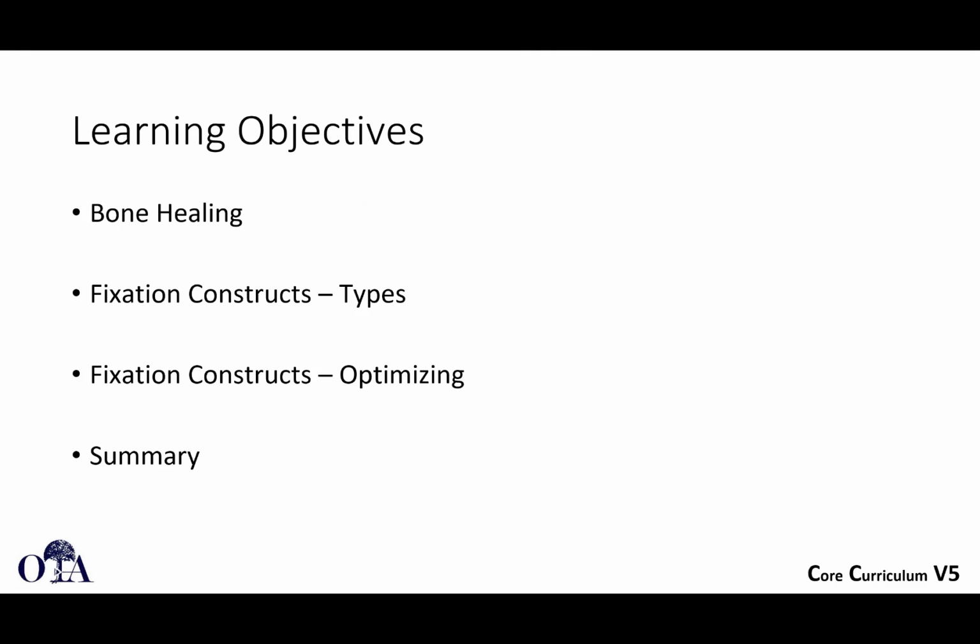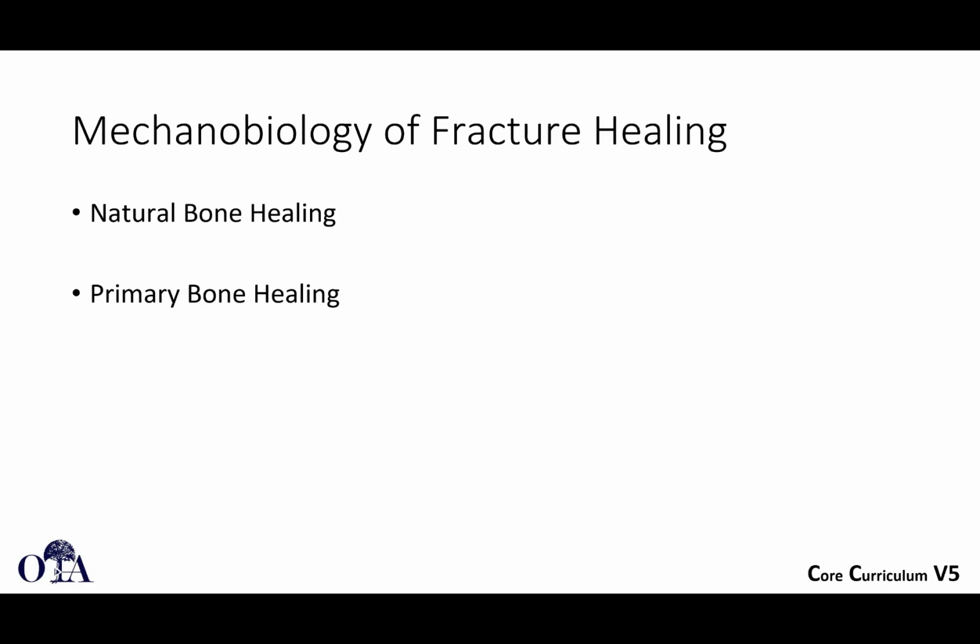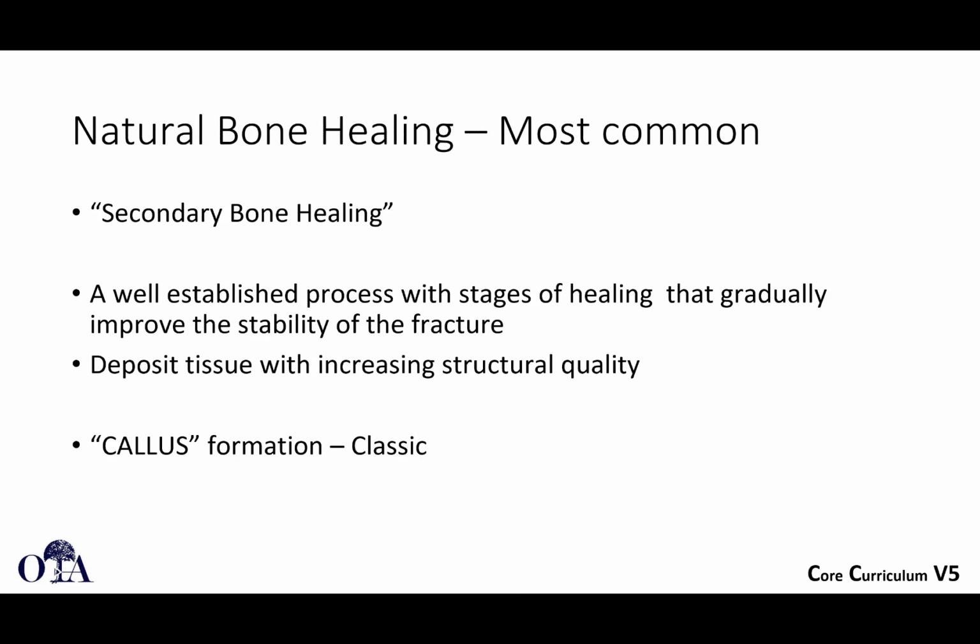So objectives are to learn about bone healing, learn about types of fixation constructs, how to optimize them, and then we'll summarize. So there is natural or secondary bone healing as well as primary bone healing. And secondary bone healing, or natural bone healing, is a very well-established process with 3 or sometimes 4 stages of healing that eventually improve the stability of your fracture. And you get this hematoma and then soft callus, hard callus, and then remodeled bone that has increased structural quality as you go over time.